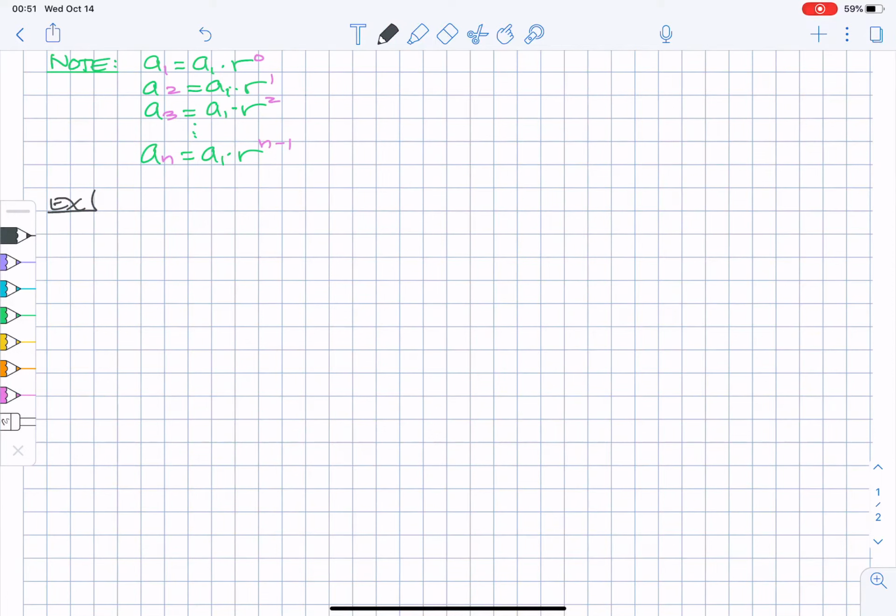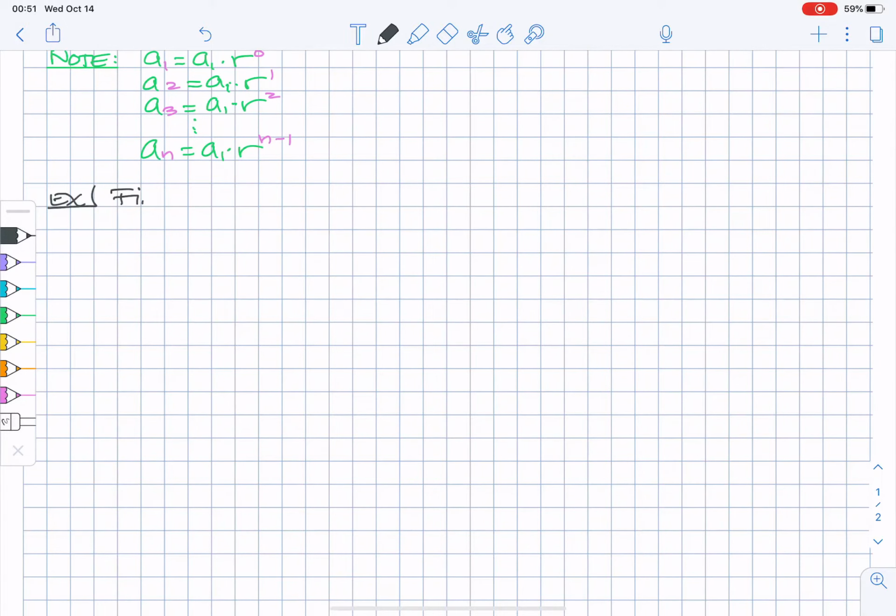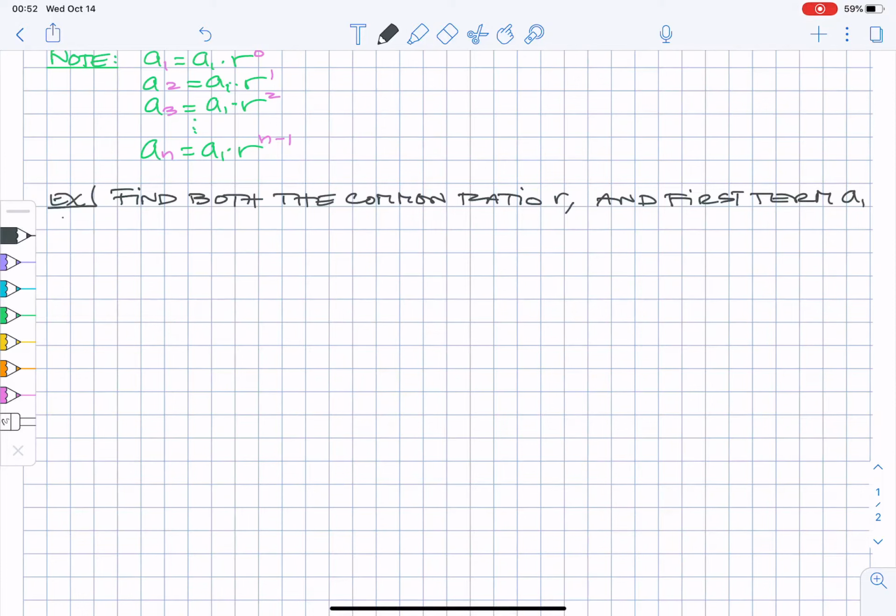Okay, so for example, let's find both the common ratio r and first term a sub 1 for the following geometric sequences.